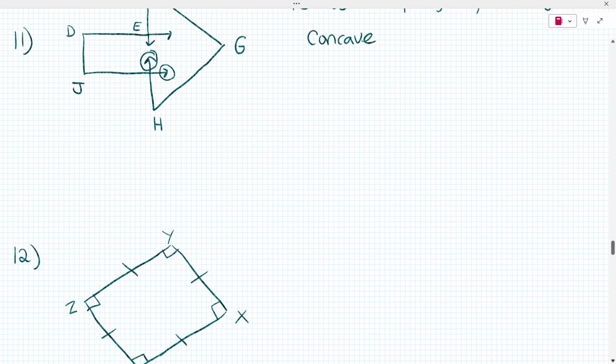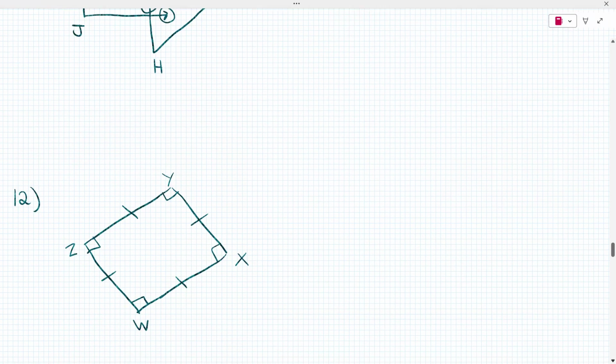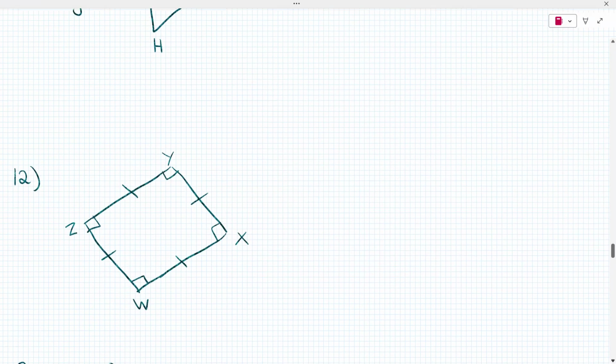Okay, let's look at 12. This is definitely a polygon, and there are 4 equal sides. All the sides and all the angles are the same. So we know this is going to be a quadrilateral.